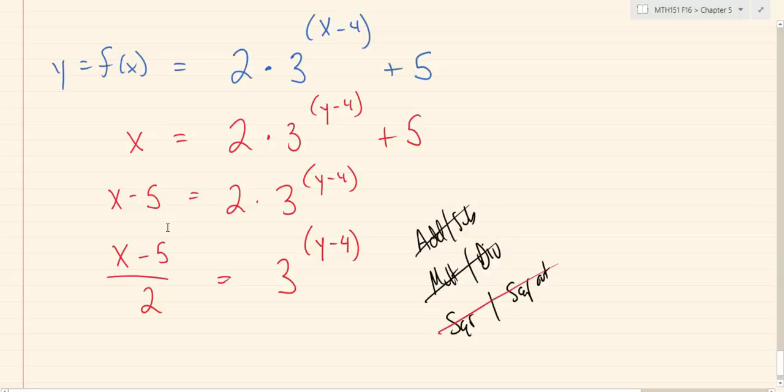We can't add and subtract. We can't multiply and divide. We can't square or square root. So to solve this, we need to be continued on Monday.